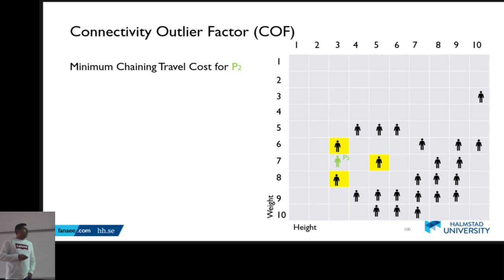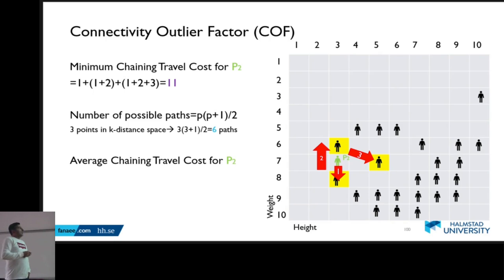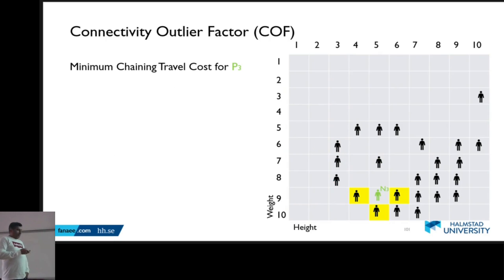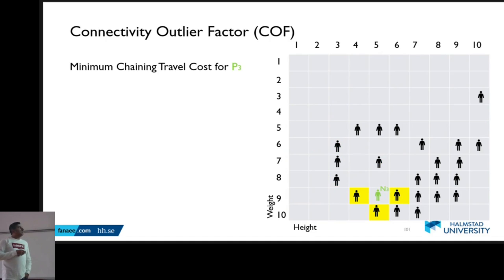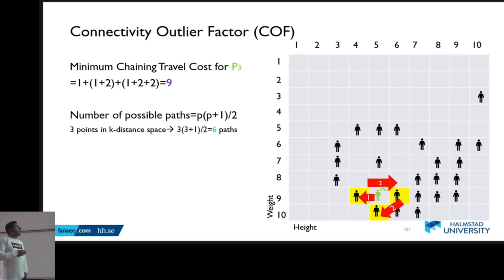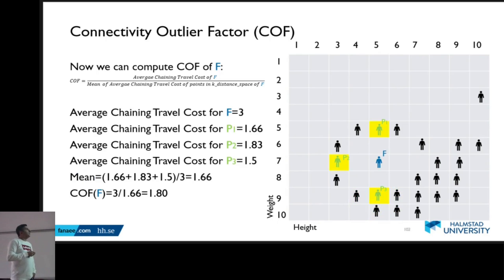Now let's compute for P2. It becomes 11. The number of possible paths is P multiplied by P plus 1, divided by 2, which becomes 6. And the average comes 11 divided by 6, which becomes 1.83. Let's do it for P3 as well. You see here is 9, and then 9 divided by 6 becomes 1.5.